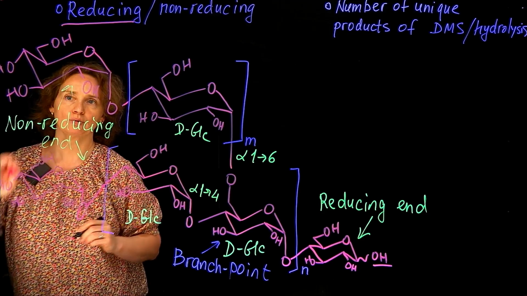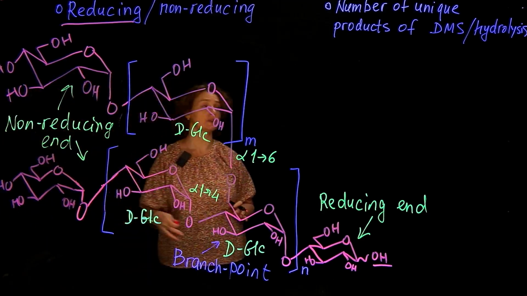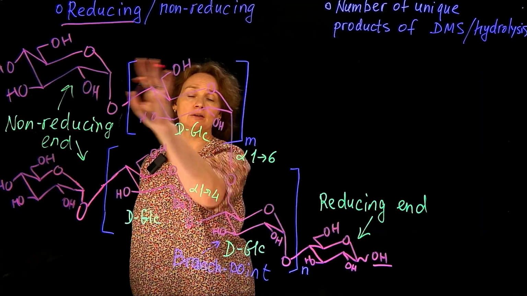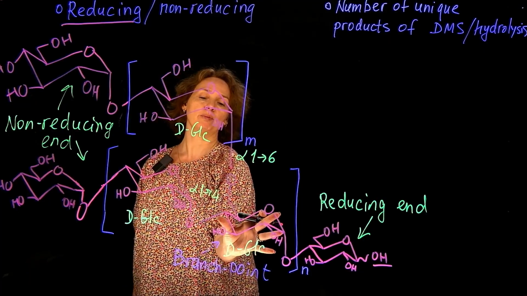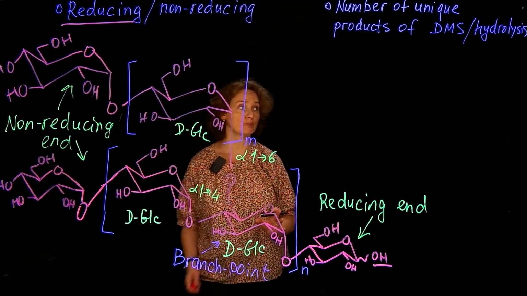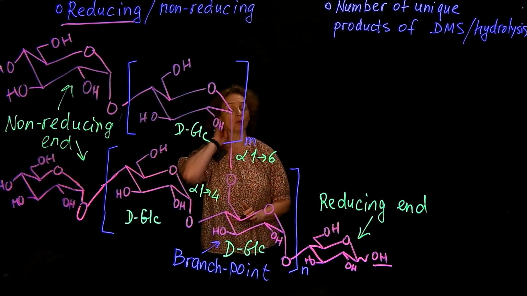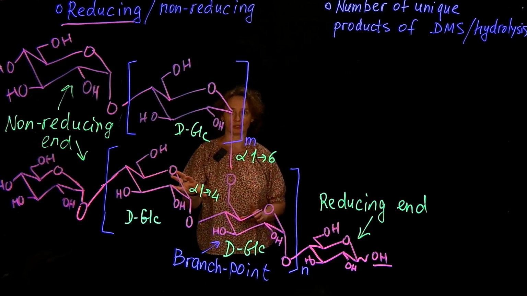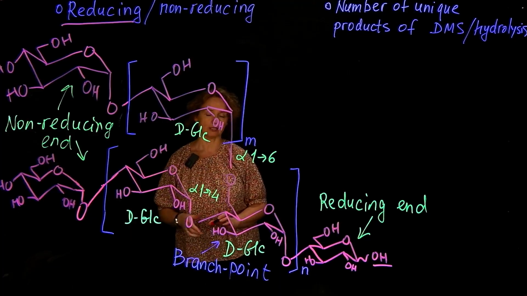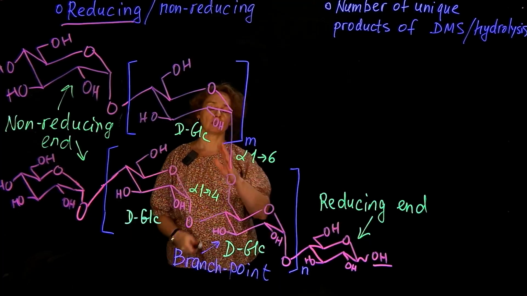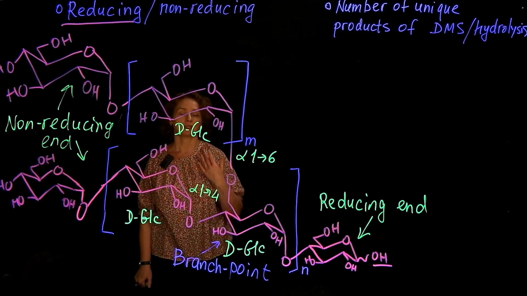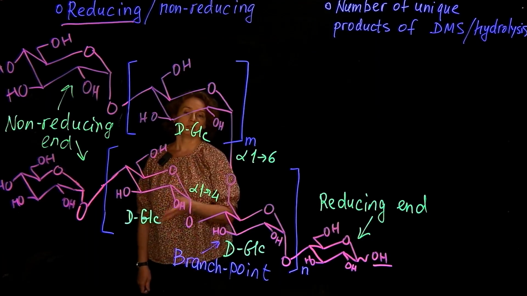Okay, so those are two non-reducing ends. And of course, there are many, because we just see one of those branches stemming up from the branch point, but we have more than one branch point right here in this polysaccharide. That's why we will have multiple non-reducing ends, just one reducing end. And by the way, this is the structure that you can expect for amylopectin that is found in starch and in glycogen.